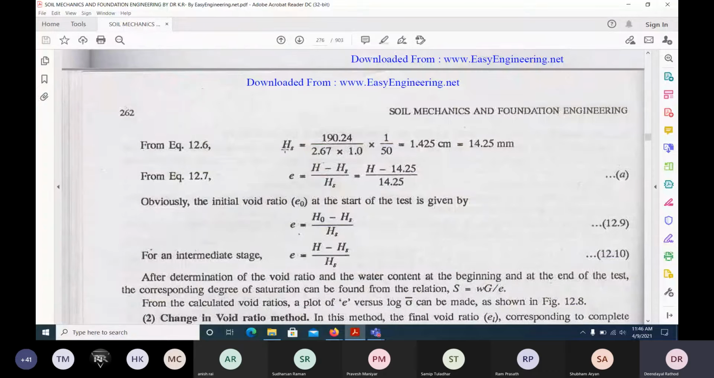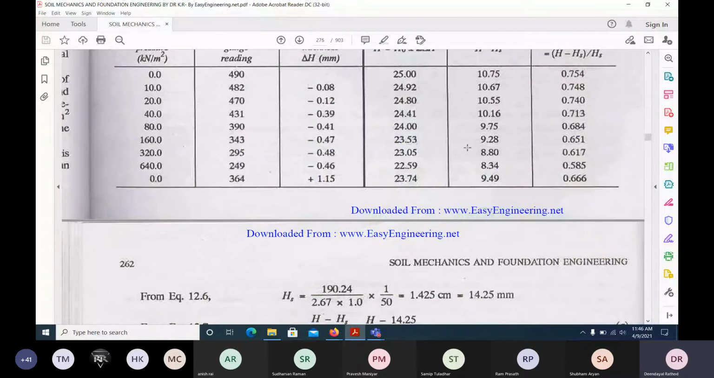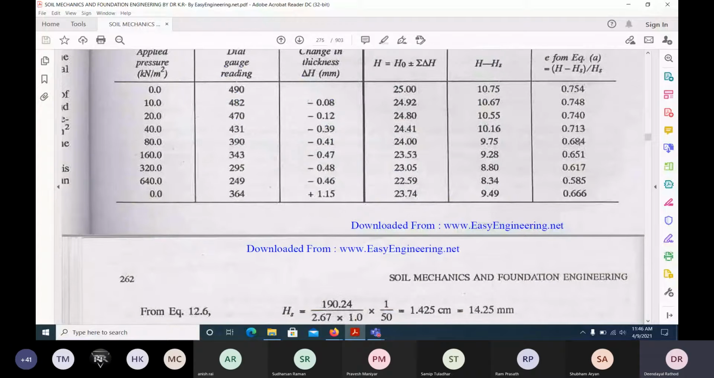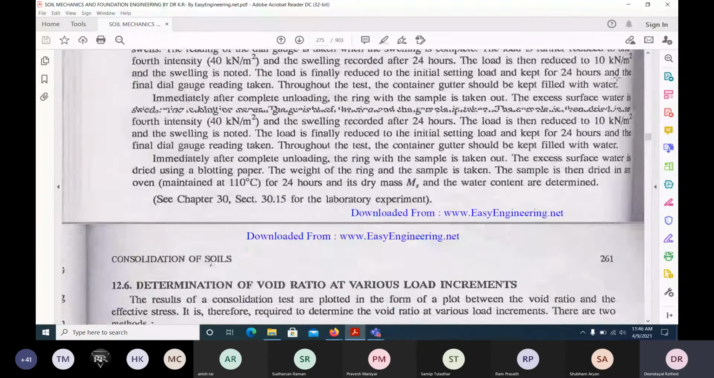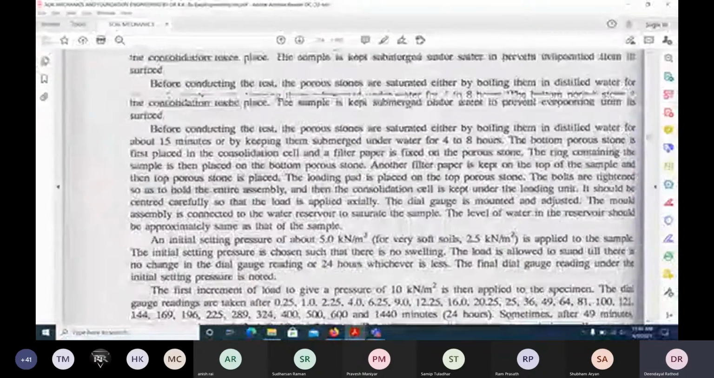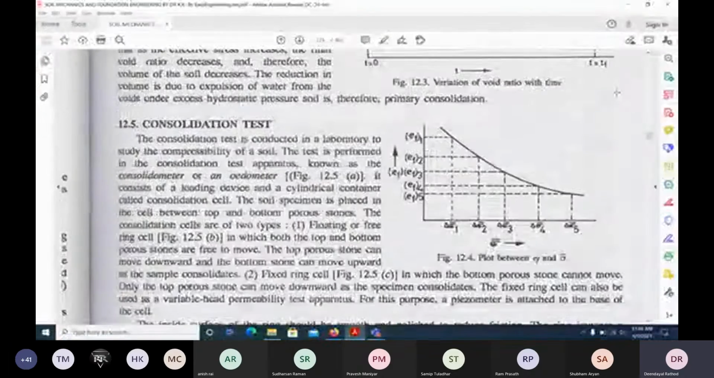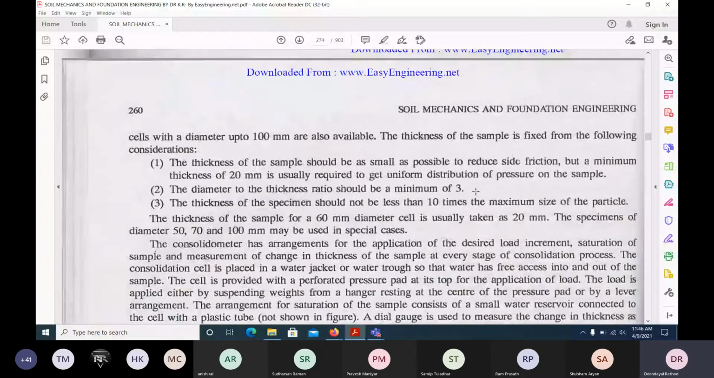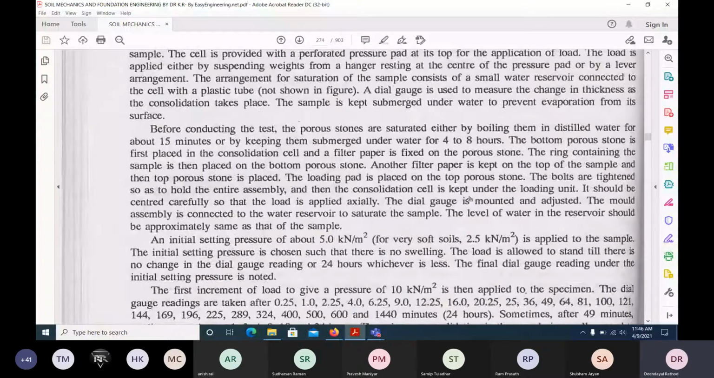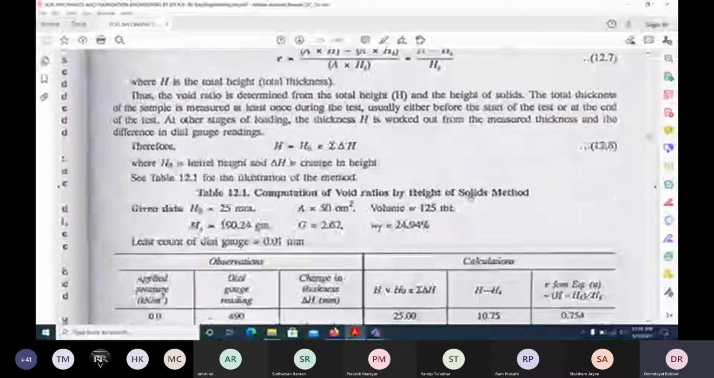Here e naught is the initial void ratio, where at the start we have to take H naught. After that, these are the intermediate stage void ratios. Then once you know all these void ratios and the load applied, we can draw these graphs easily, is it not? So these graphs we can draw easily.